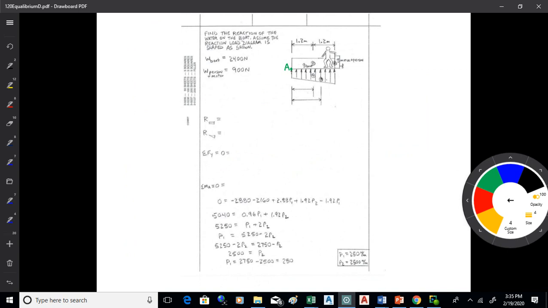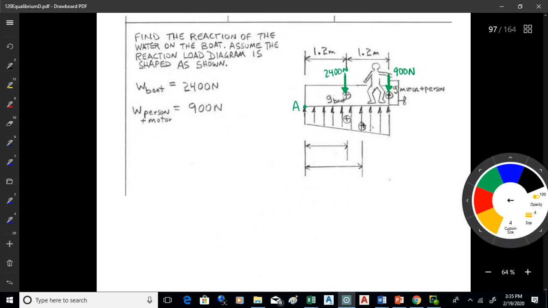I'm on 442. So let's say I've got a person in a boat, and the weight of the boat is 2,400 newtons, and the weight of the person is 900 newtons. The person and the motor are in the back. Let's figure out what these water reactions are on the boat. I've got those forces in their proper location. I've got a point marked on the far left; we'll call that A.